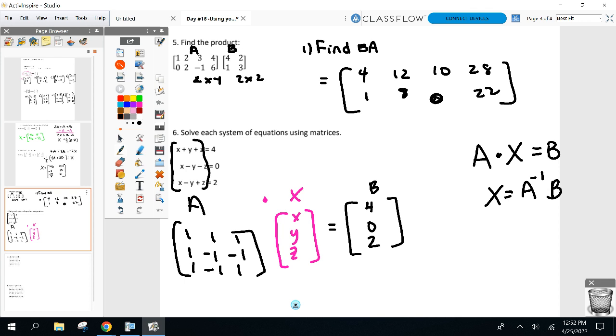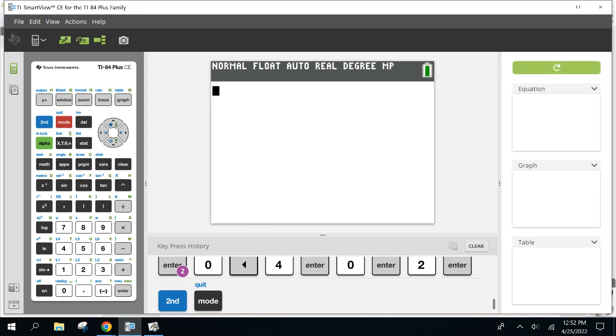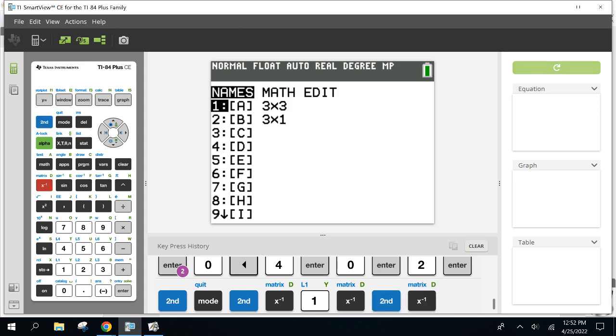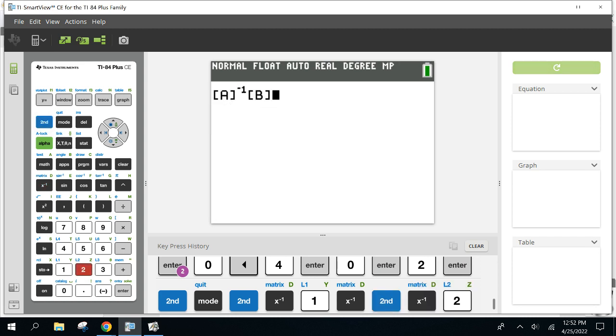You guys have this button on your calculator. Everyone see where it's to the -1? Okay, so bring up matrix A for me. Get a cleared screen right now. Bring up matrix A. Now raise it to the -1. We're taking the inverse of it. And now multiply it by matrix B and let the magic occur.